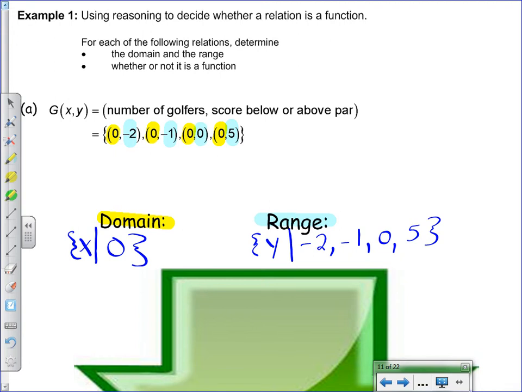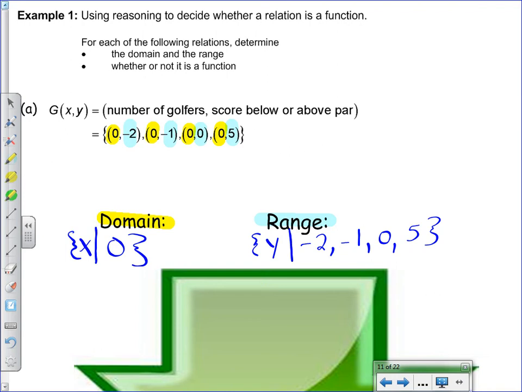Pardon? They represent the set. So it says the set of y such that y is -2, -1, 0, and 5. Zach? If you just do a little wave, I'll know what you mean if you can't do a squiggly.